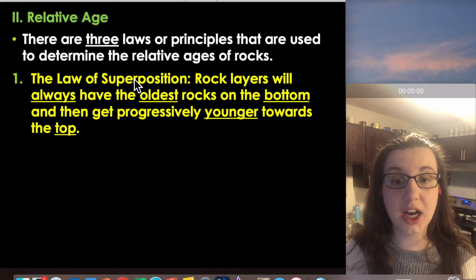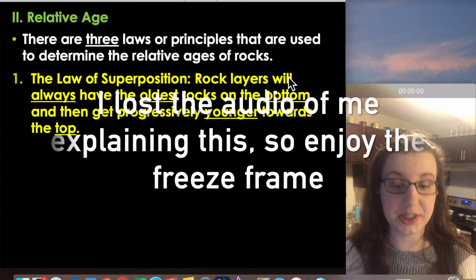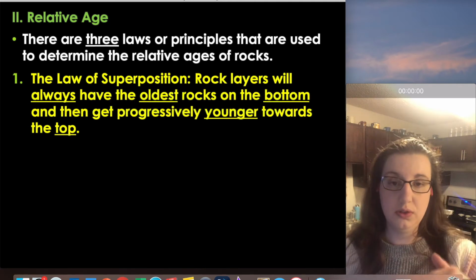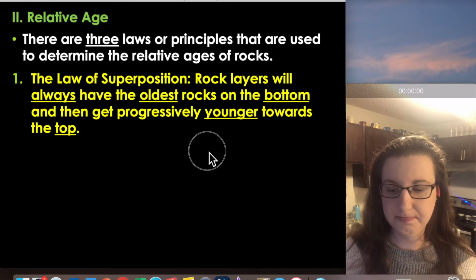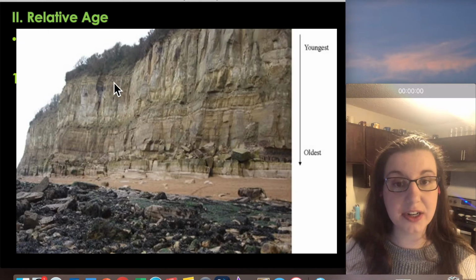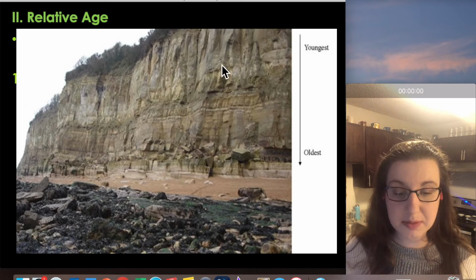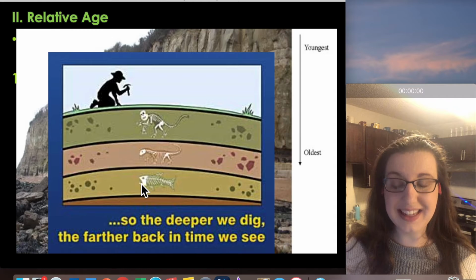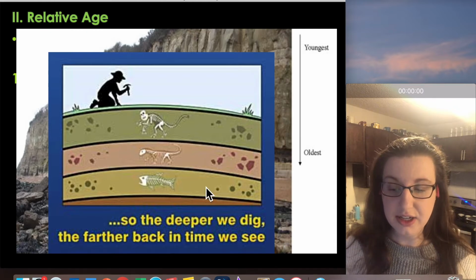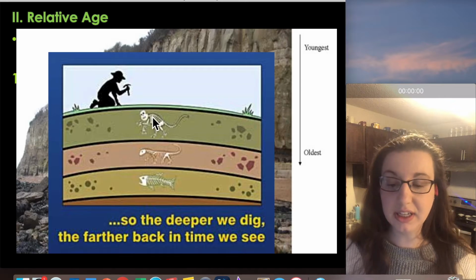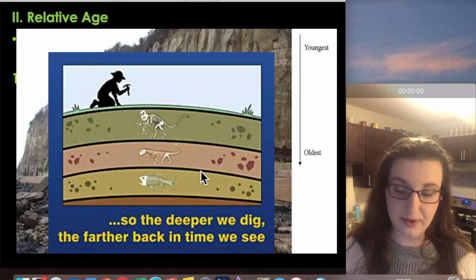The first one is the law of superposition. Oldest to youngest. So looking at this, you can see rock layers throughout it. The ones at the bottom are the oldest, the ones at the top are the youngest. And the same goes for anything that's in those rock layers. So this fish would be older than this monkey type thing. So the farther we dig, the farther back in time we see.